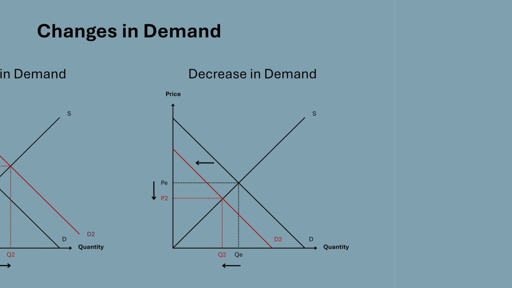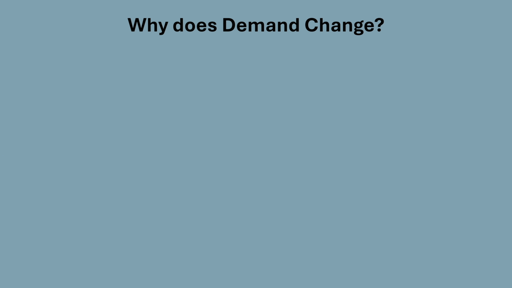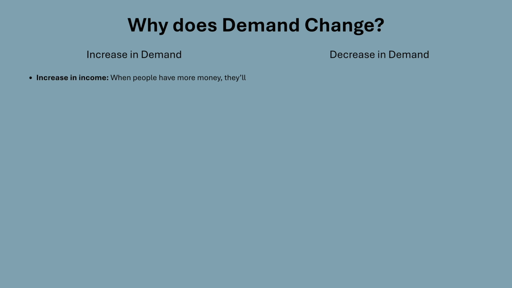What sorts of things can change demand? Let's go through a list of the main things, starting with an increase in demand. Demand of things can increase if there is an increase in income. For example, if you have more money, then you might want more Moro bars, or whatever it is that you're talking about, right? More money equals more spending, so people demand more.